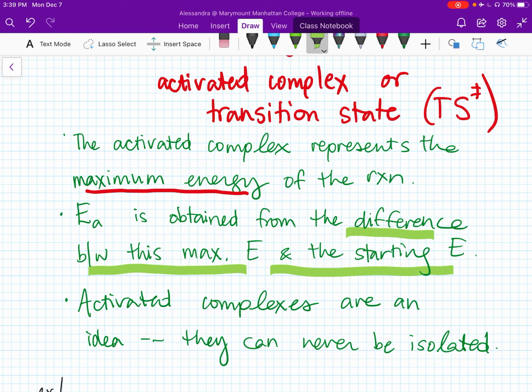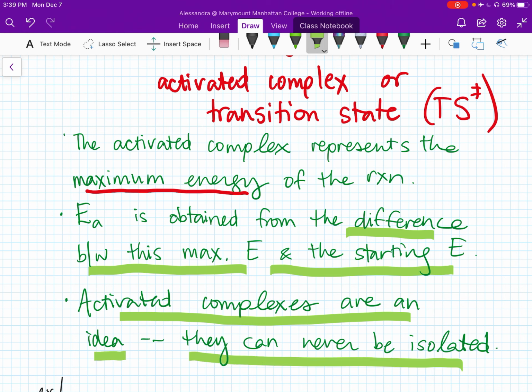Finally, I really want to emphasize here that the activated complex is really just an idea. It's just a concept. Activated complexes can never be isolated. Okay, we don't really actually know that they exist in every reaction, right? It's just an idea to help us understand how long reactions take. Okay. So in the next lecture, I will do an example where we plot the progress of a reaction in terms of energy versus the reaction pathway.